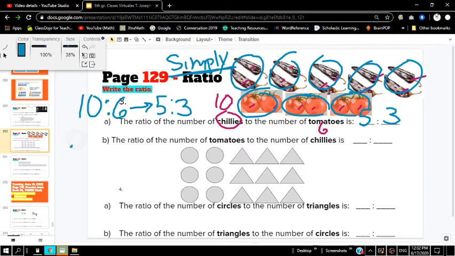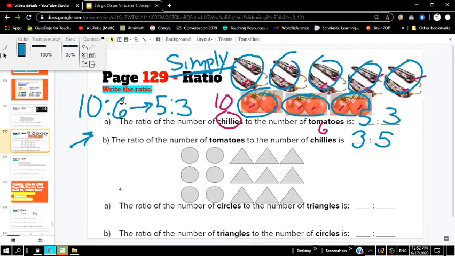So, letter B is just the opposite, right? We would take the tomatoes to the chilies. Well, we already know that there are 3 to 5 groups of tomatoes to chilies, okay? Let's look at number 6. Same concept. We're going to be simplifying again.